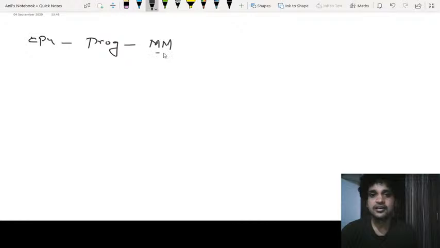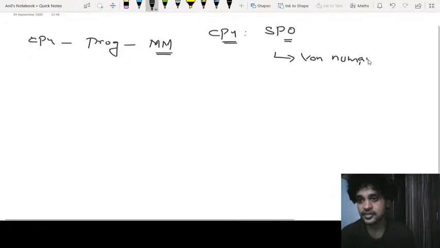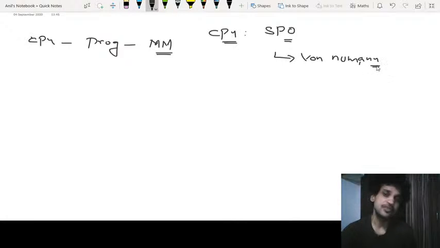When we discussed the CPU architecture, we discussed something about stored program organization. What is stored program organization? Stored program organization is also known as Von Neumann architecture. Von Neumann architecture. What is Von Neumann architecture, or stored program organization, all about?